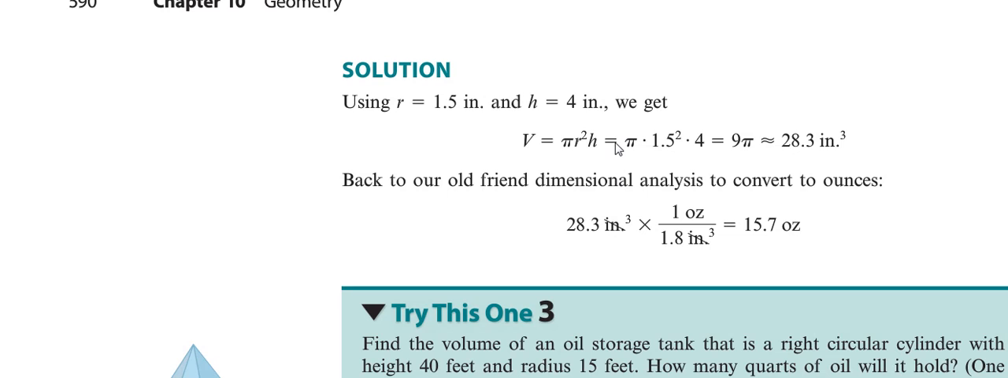So we set up the proportion. 1 ounce is equal to 1.8 cubic inches, and we would have X ounces over 28.3 cubic inches. Then we cross multiply, and we get 28.3 times 1 over 1.8, which equals 15.7 ounces, which is the final answer to our problem.